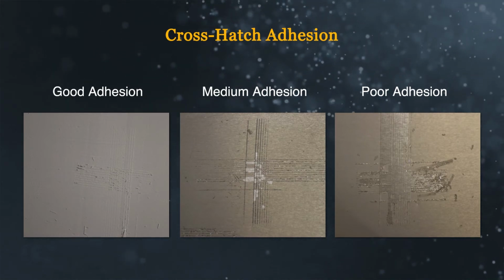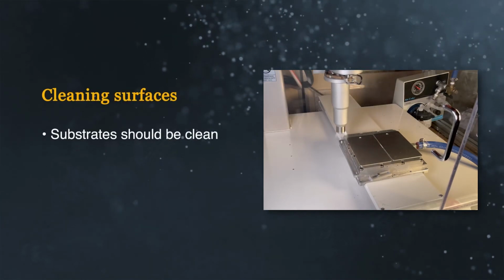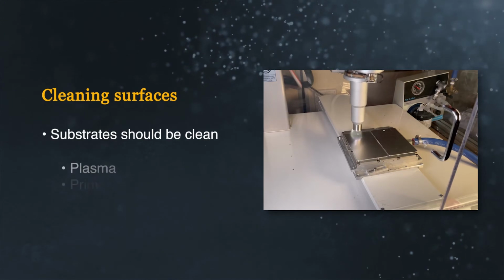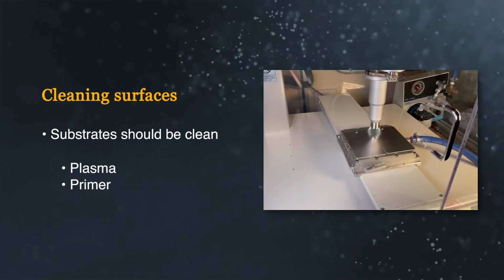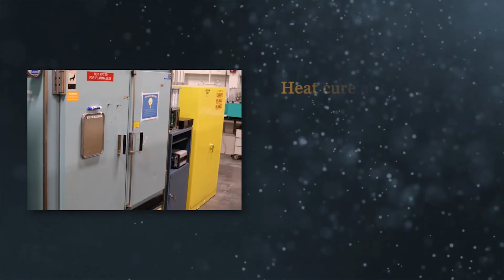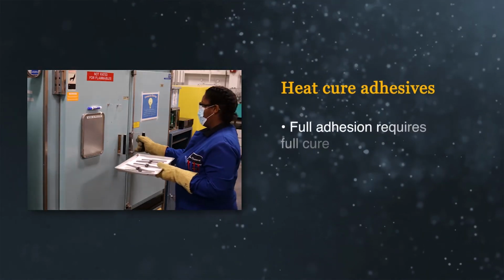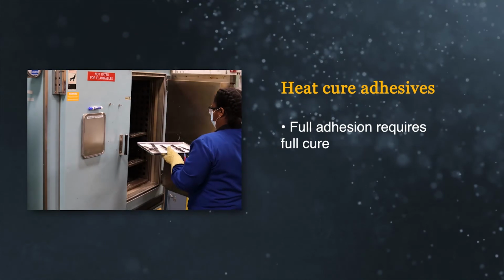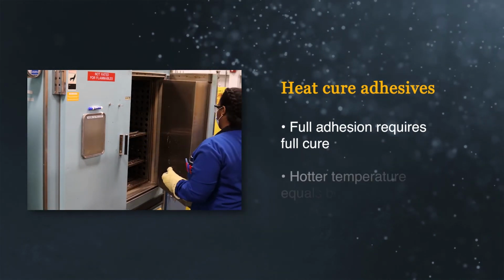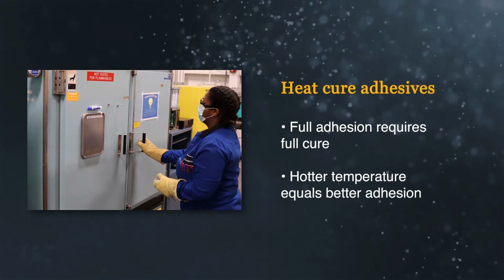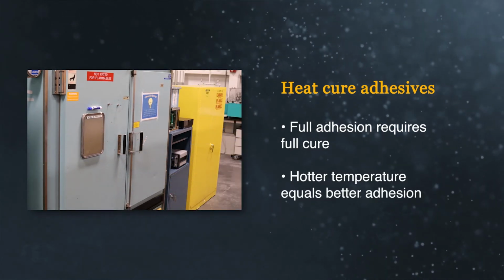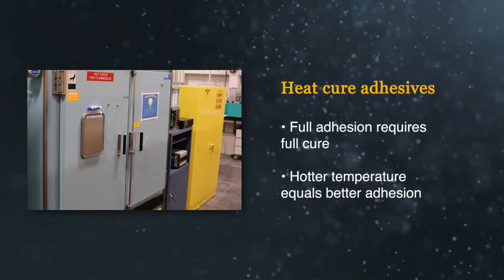bonded to the substrate. With all adhesion testing, substrate should be clean and not have any mold release. Some surfaces may require plasma or primer treatments to obtain best adhesion. Full adhesion is only obtained after full cure. Test cure conditions to optimize adhesion. For heat cure products, in general, the hotter the cure temperature, the better the adhesion. Samples should be cured completely prior to adhesion testing.